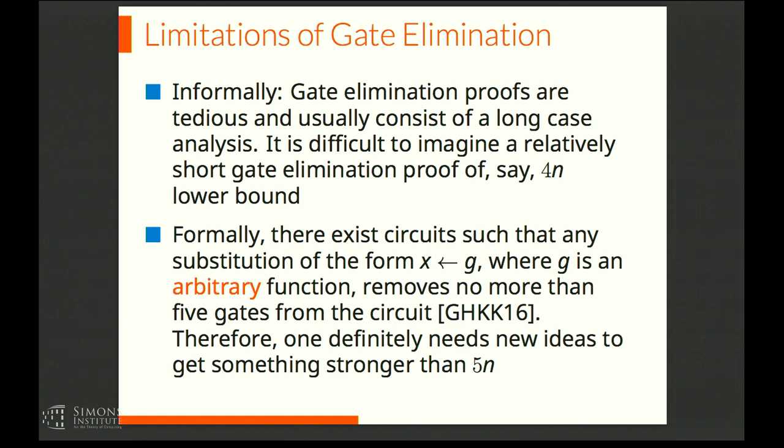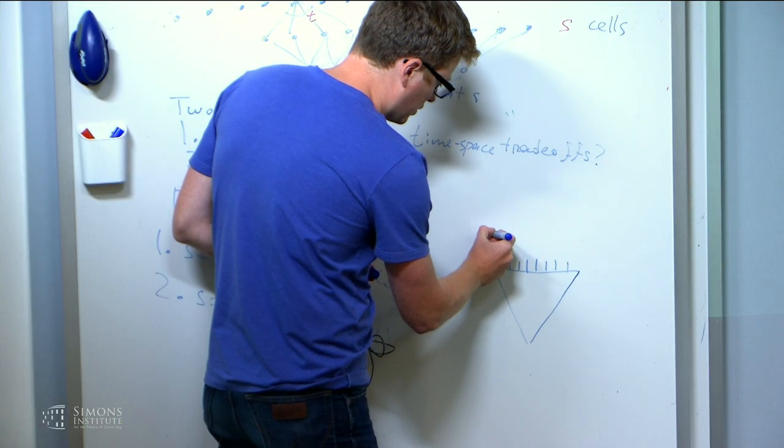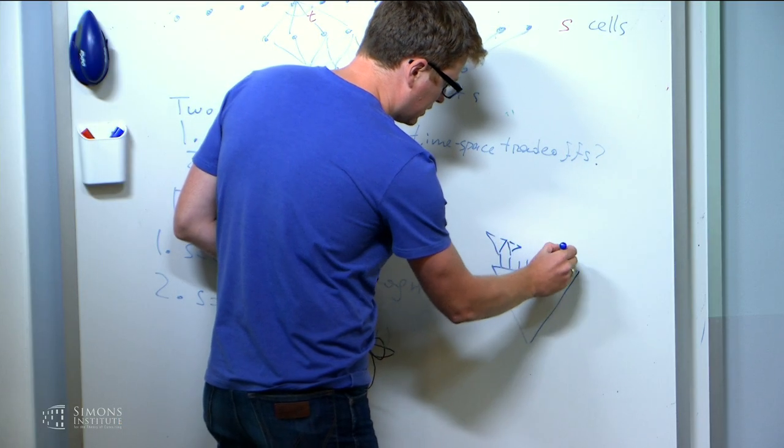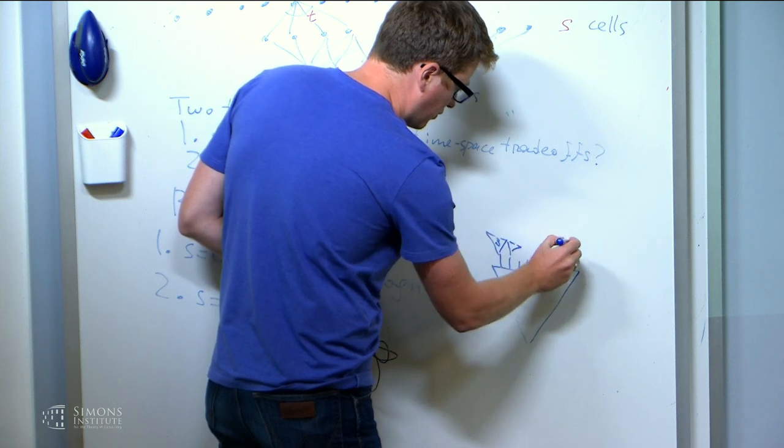I guess we can do this even for linear size circuits. The construction of the circuit looks as follows. You take basically any circuit on n variables, which probably depends essentially on all of them, and then you replace every input of this circuit with a majority of 3 bits.